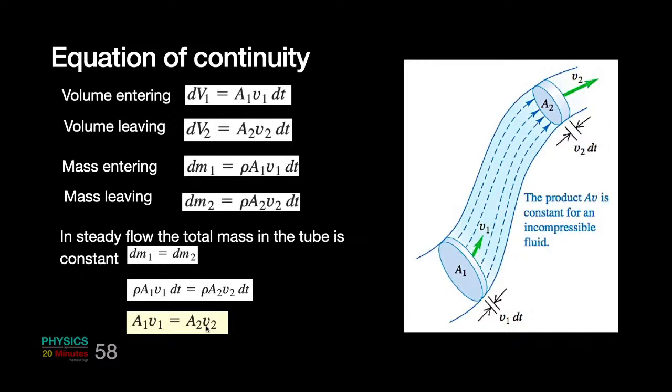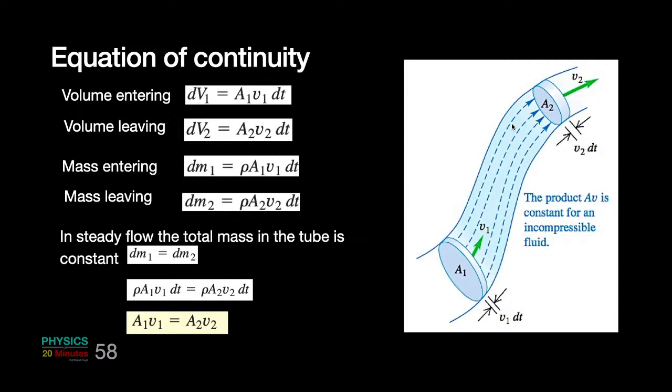The second implication is, look at the product. The product A into V is constant. Remember, point 1 and point 2 are chosen arbitrarily. I have chosen point 1 here and I have chosen point 2 here, but I could have chosen point 1 and 2 anywhere else. Like 1 could have been here or here, and for that sake 2 could have been here or maybe here. So these 2 points are arbitrarily chosen.